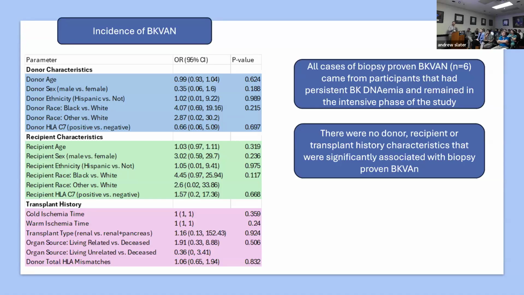For the incidence of BK virus-associated nephropathy, nothing's highlighted there, and that's because they found that there were no donor, recipient, or transplant history characteristics that significantly associated with biopsy-proven BK virus-associated nephropathy.